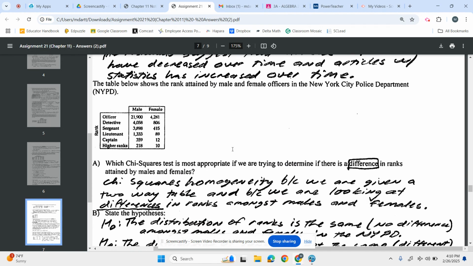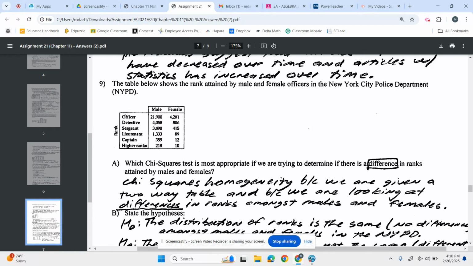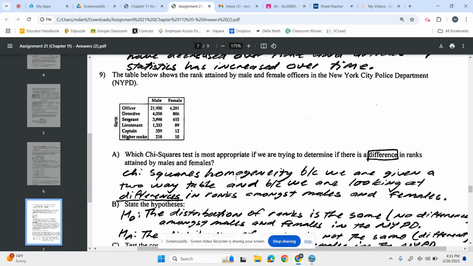All right, next one. This is another two-way table. Number 9. You have officers, and then you have male. Now notice this one doesn't do totals. It just gives you the different ranks of officers and then their gender. All right? So first thing it asks is, what type of test is it? Well, if you have a two-way table, it's either homogeneity or independence. This is talking about difference.